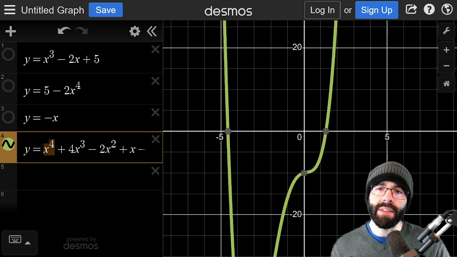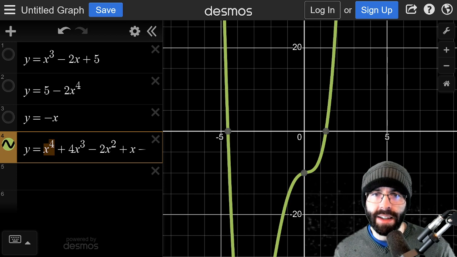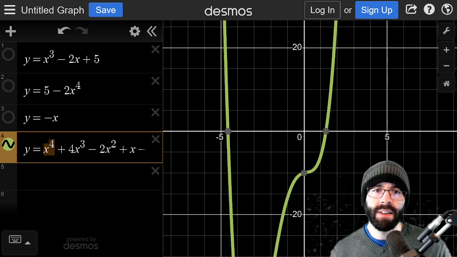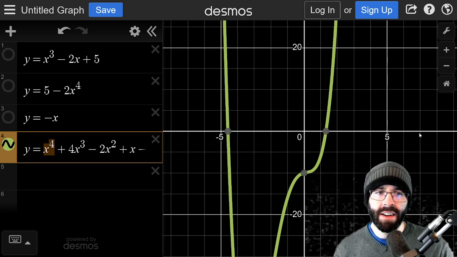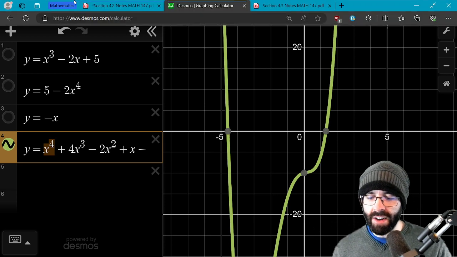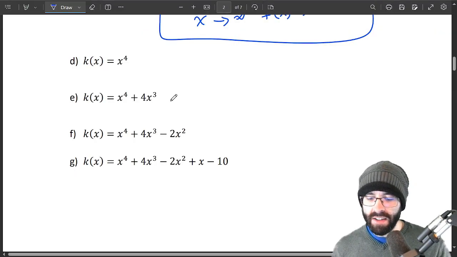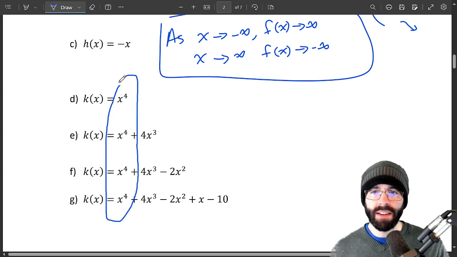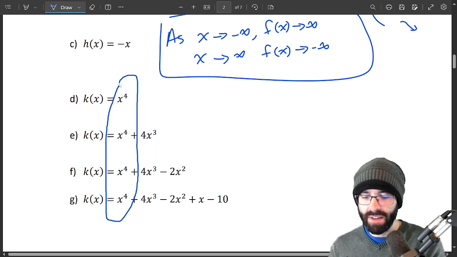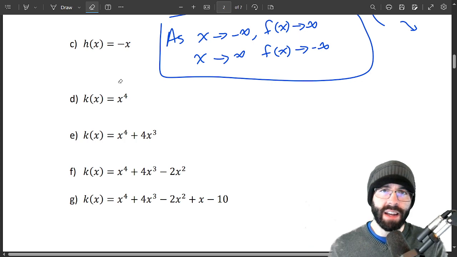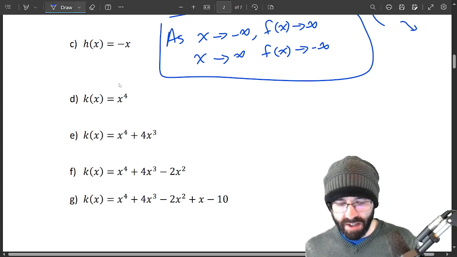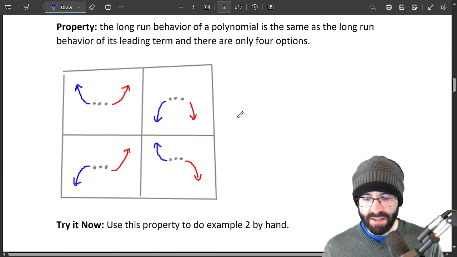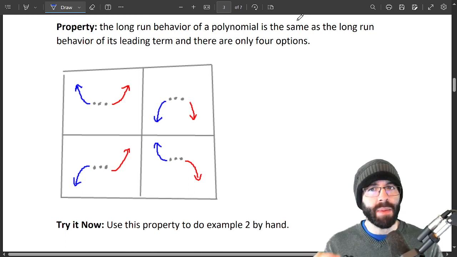The long run behavior is determined by the leading term. Okay? So that's our conclusion here. For the long run behavior, all that matters is the leading term. Short run behavior, the other stuff matters. So let's formalize that. The long run behavior of a polynomial is the same as the long run behavior of its leading term.